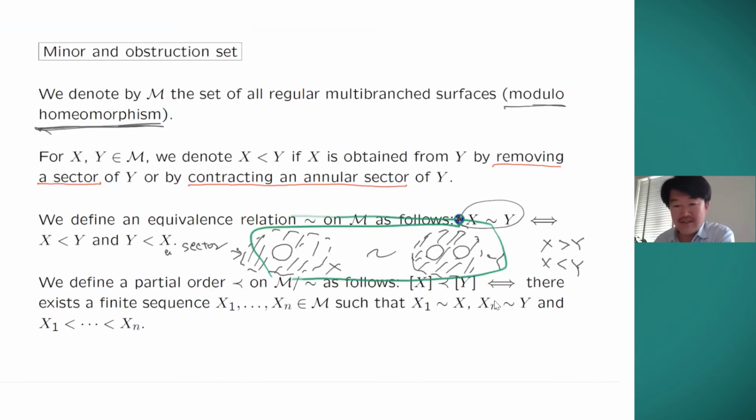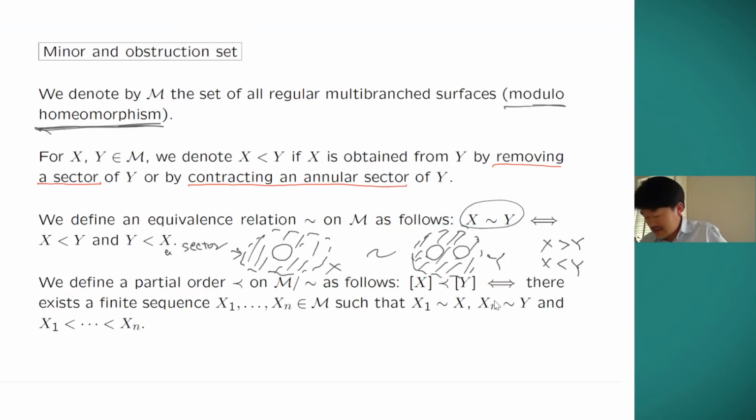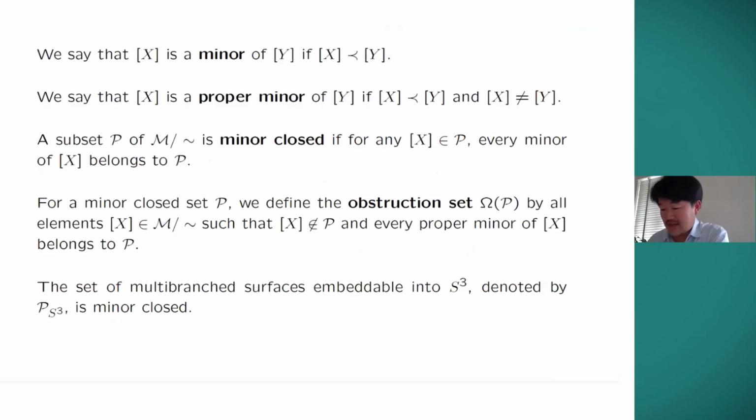Okay. Next, we want some terms. We say that X is a minor of Y if X precedes Y. And X is a proper minor if X precedes Y and X is not equal to Y.